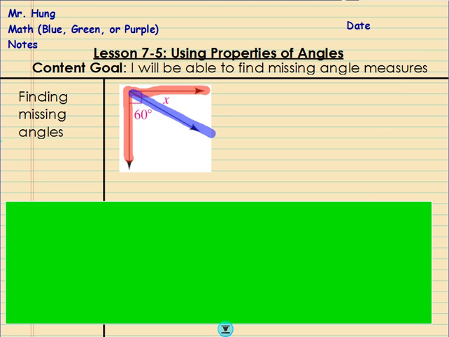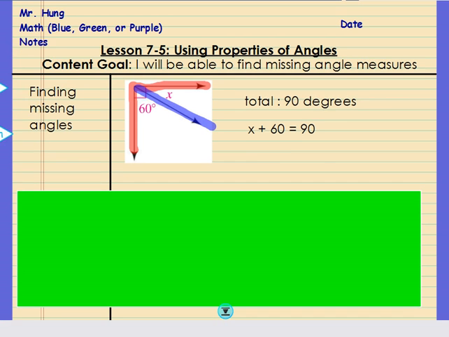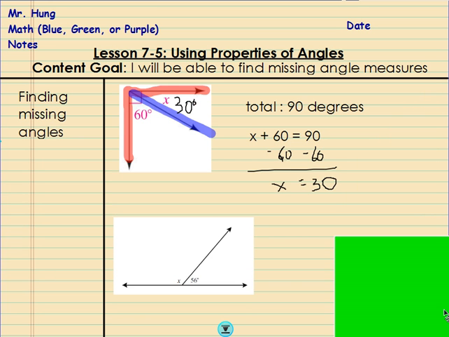Now a right angle has a measure of 90 degrees, so it's a total of 90 degrees. And because one of them is 60 degrees, we know the other plus a 60 has to equal 90. So we have x plus 60 is equal to 90, and this is similar to our complementary angle problem. We subtract 60 on both sides, and we get x is equal to 30. So our missing angle measure here would be 30 degrees. Simple. Let's move on to our next question.